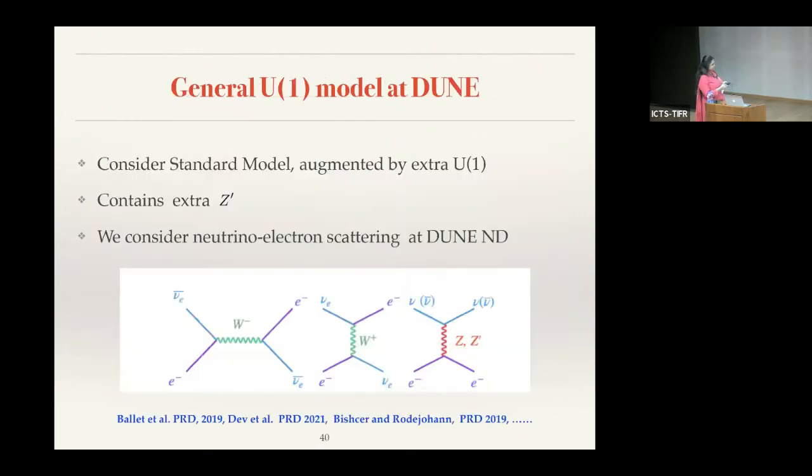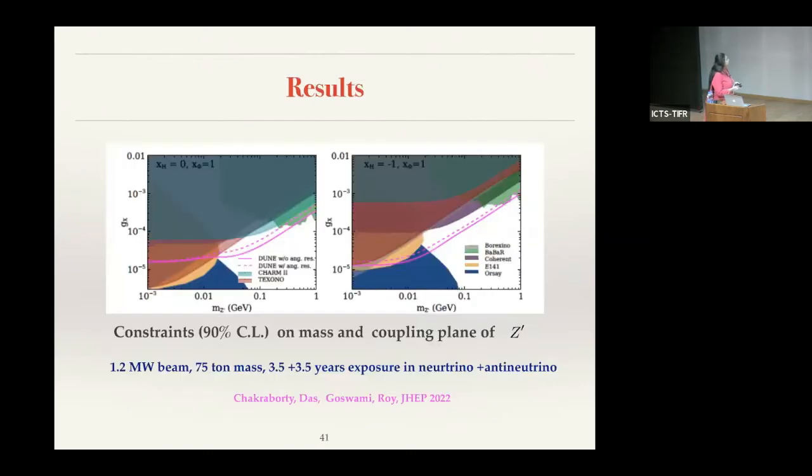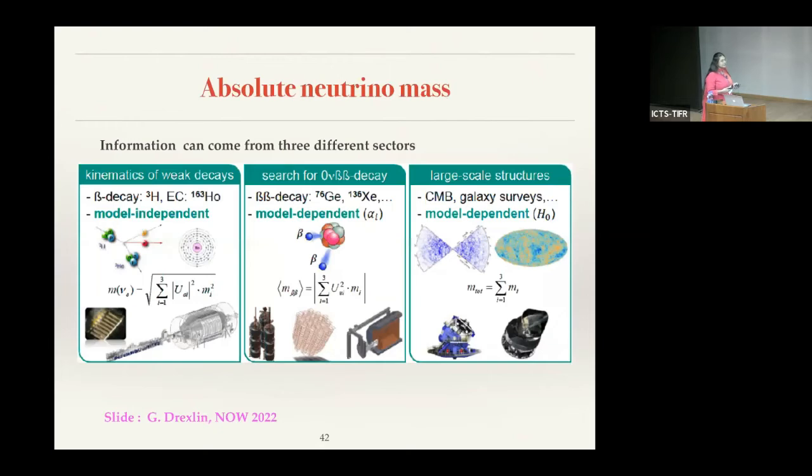And one can also constrain general U(1) models from DUNE, because if you have an extra Z prime, one can have extra interactions. And we had done some study and showed that DUNE gives a better constraint than other experiments in the context of such models. So this kind of studies in the context of DUNE is very important.